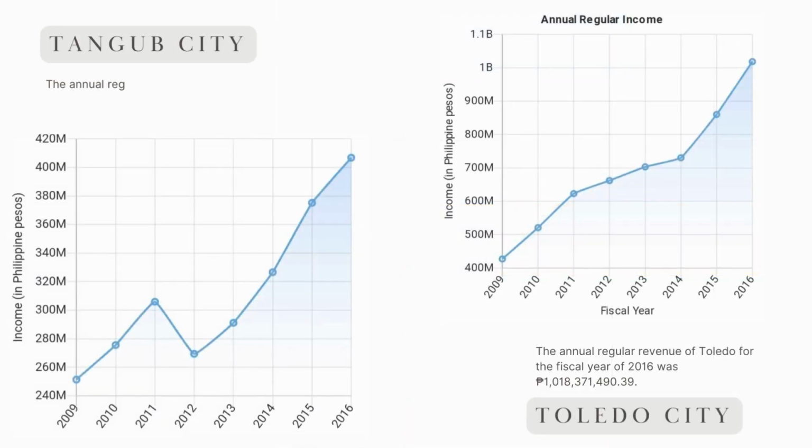Annual regular revenue, or all ongoing revenue for a product, business, or place, projected every 1 year. As you can see in the data presented, over the 8 years, Tangub reached beyond 400 million revenue from 250,000 in 2009. Toledo City has an annual revenue of 1 billion in a span of 8 years from 400 million.